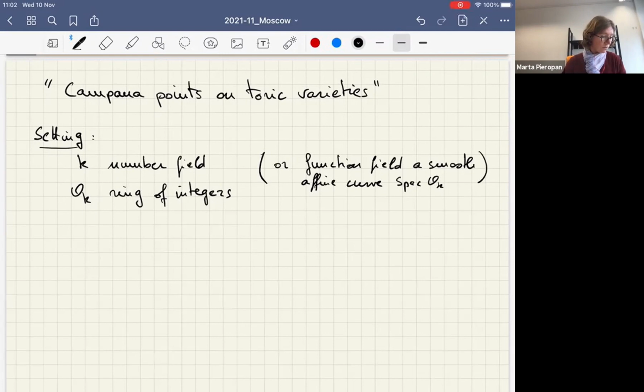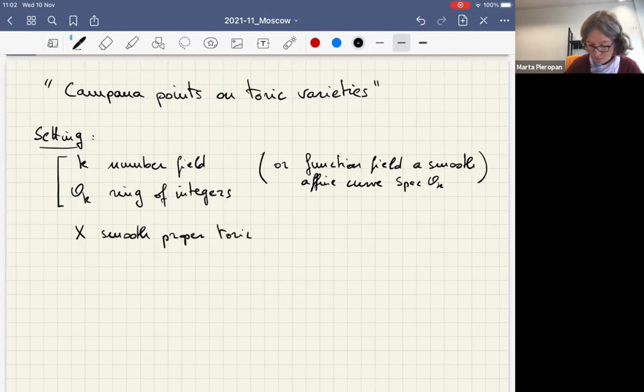All right, so we have our arithmetic part of the setting, then we need some geometric parts, some variety to work on. So for me, this will be toric varieties. So X is going to be a smooth, proper toric variety defined over the field that I just fixed.